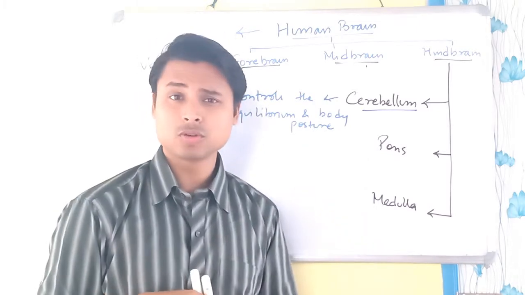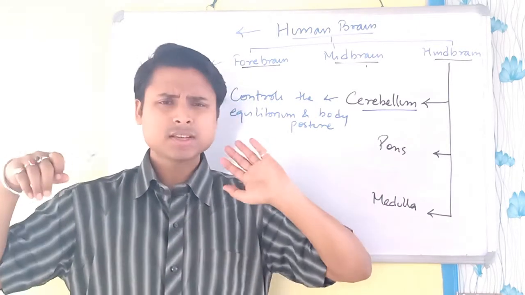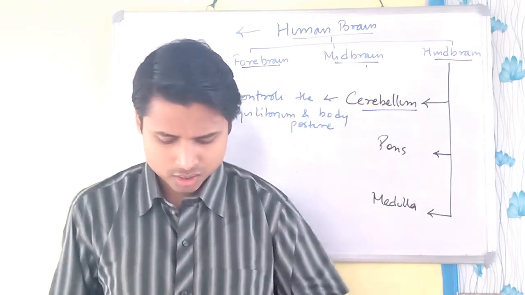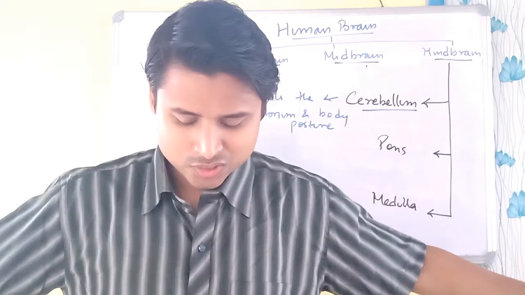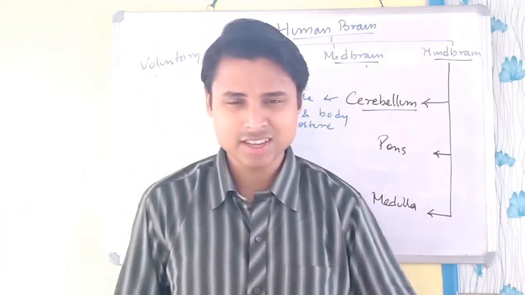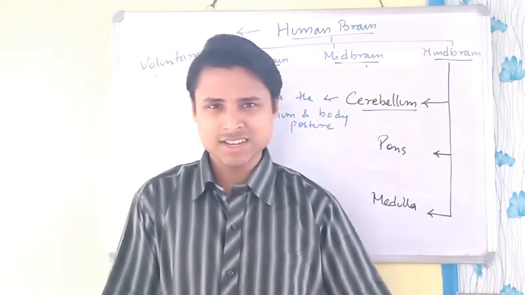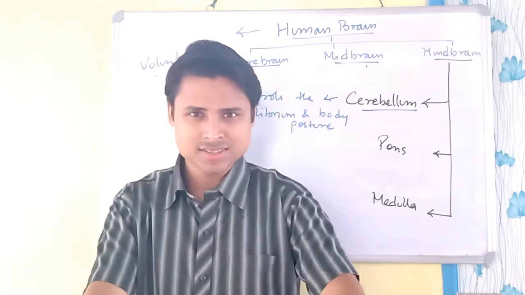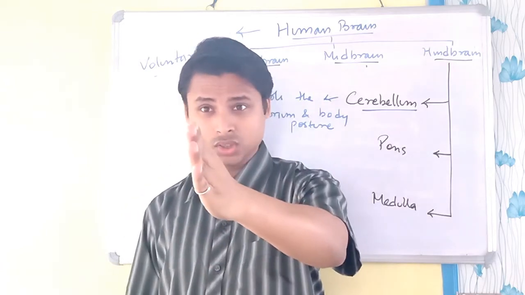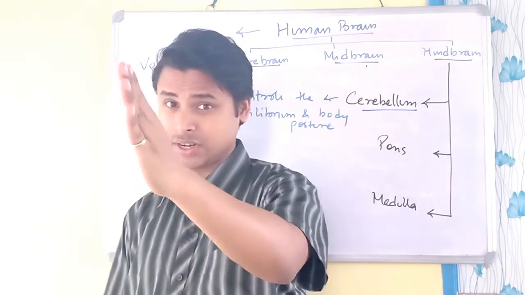Controls the equilibrium and body posture. Now what is this? This is something, if I am walking on a rod or something like this, so I am balancing it. Riding a bicycle, you are balancing it. When you ride a bicycle, you balance it, right? And then walking in a straight line, you're making yourself walk in a straight line.